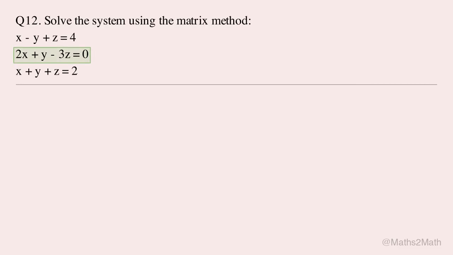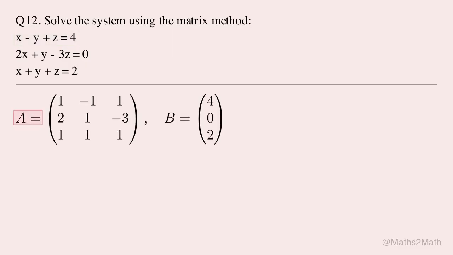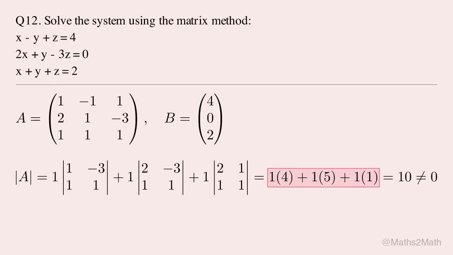Question 12. A tidy 3 by 3 system whose answers come out as whole numbers. The determinant is 10, and the cofactors are small. Matrix form. Expand along row 1. 1 times 4 plus 1 times 5 plus 1 times 1 giving 10.